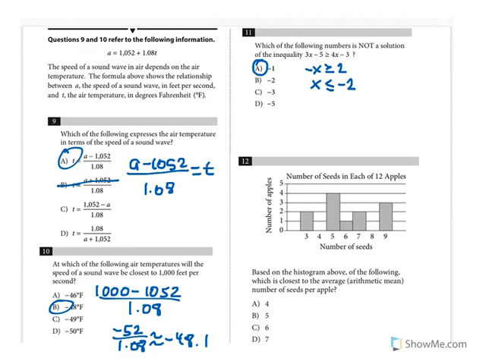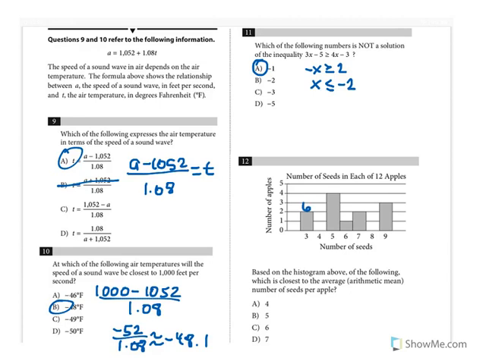Based on the histogram above, of the following, which is closest to the average, arithmetic mean, number of seeds per apple? So this is about reading histograms. Histograms are about frequency. The apples that had 3 seeds, 2 of the apples had 3 seeds in them. So we're looking for the number of seeds. So 3 times 2, that's 6 seeds there.